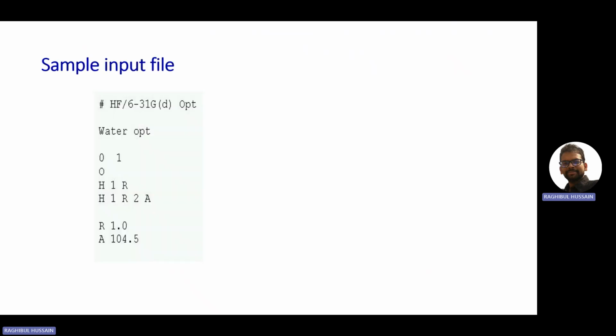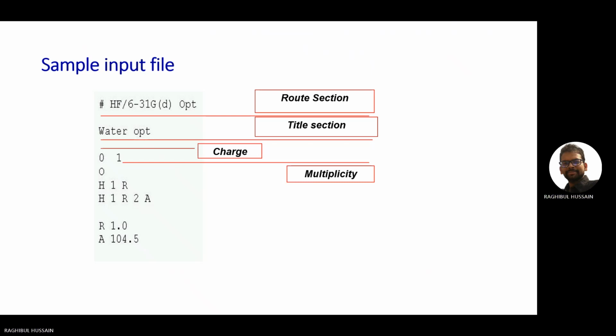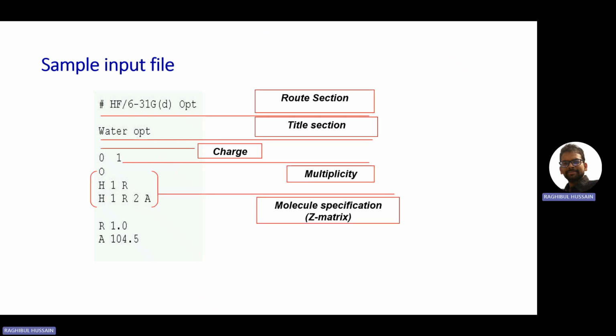This is the earliest way in which we wrote a sample input file. The route section is this, then your title section. Then you have the charge here, the overall charge of water. This is the multiplicity, which is the number of unpaired electrons plus 1. There is no unpaired electron, so it is 1 for water. And this is the way you write the Z matrix.